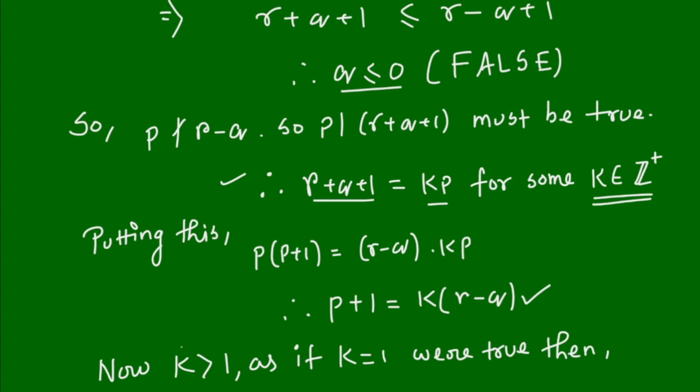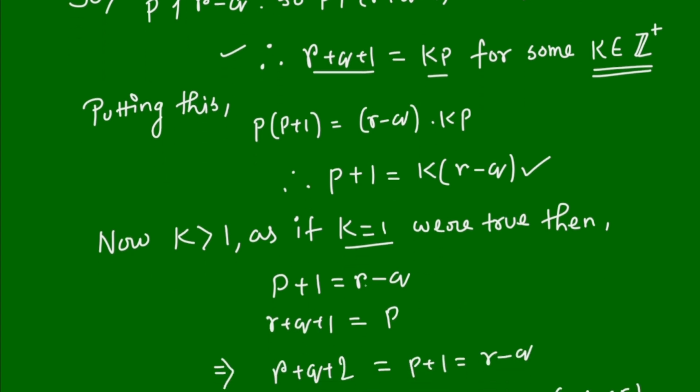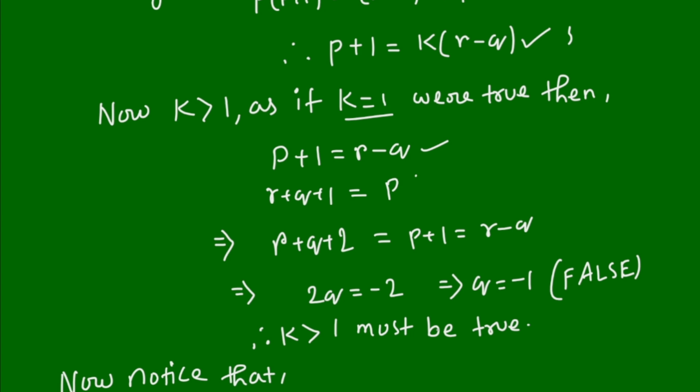Now k greater than 1 must be true, because let's say if k was equal to 1, then we must have that p plus 1 is r minus q from this equation, and we must also have that r plus q plus 1 is equal to p, correct? Because r plus q plus 1 was equal to p by putting in the value of p into p plus 1 over the equation, right? And if you solve this too, you simply get q equals minus 1, which is again a contradiction, right?